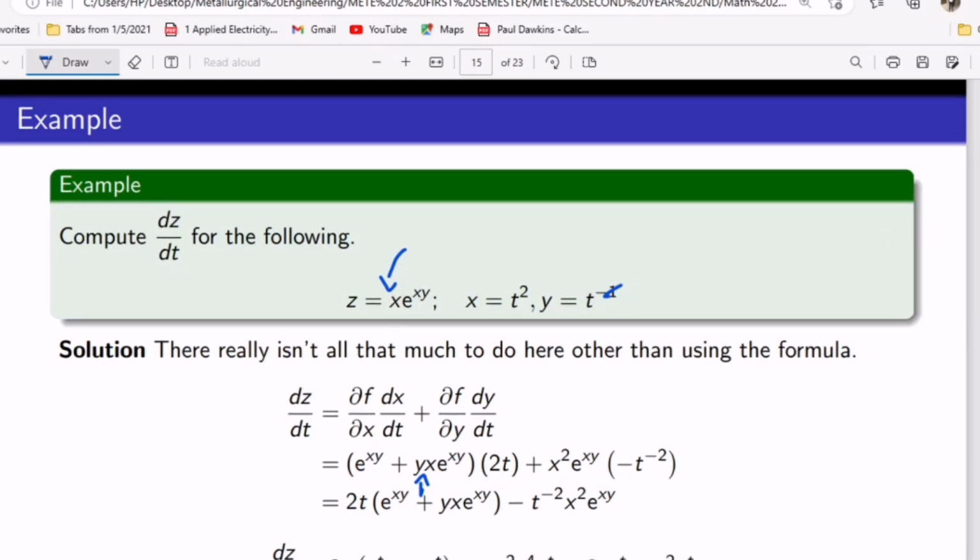Very simple as that. So the review of case 1 is that they're going to give you three functions.